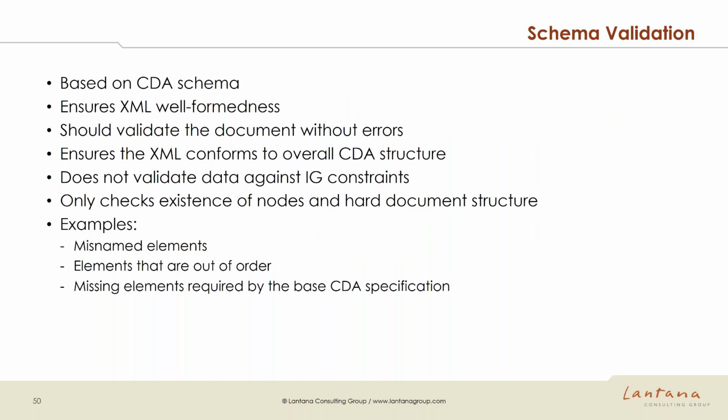So there are two types of validation that are typically done with CDA documents. First is what's called the XML schema or CDA schema validation. This ensures the XML is well formed. It basically goes in and checks the overall structure of the CDA document. It will not validate against implementation guide specific constraints. I'll talk about the schema that we use for that in a moment. It only checks the existence of nodes and hard document structure, like misnamed elements, elements that are out of order, and things that are required by the CDA spec and are not present in your instance. Next slide.